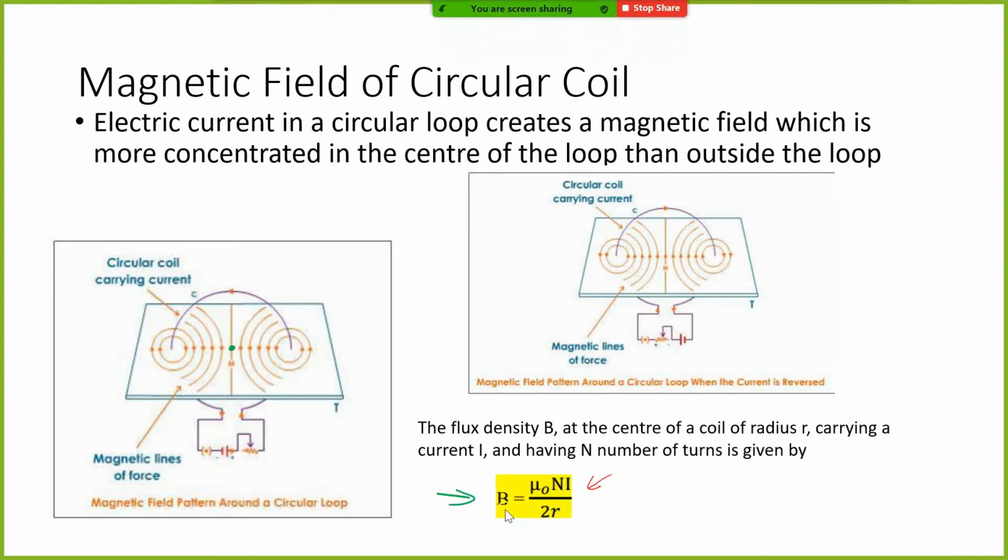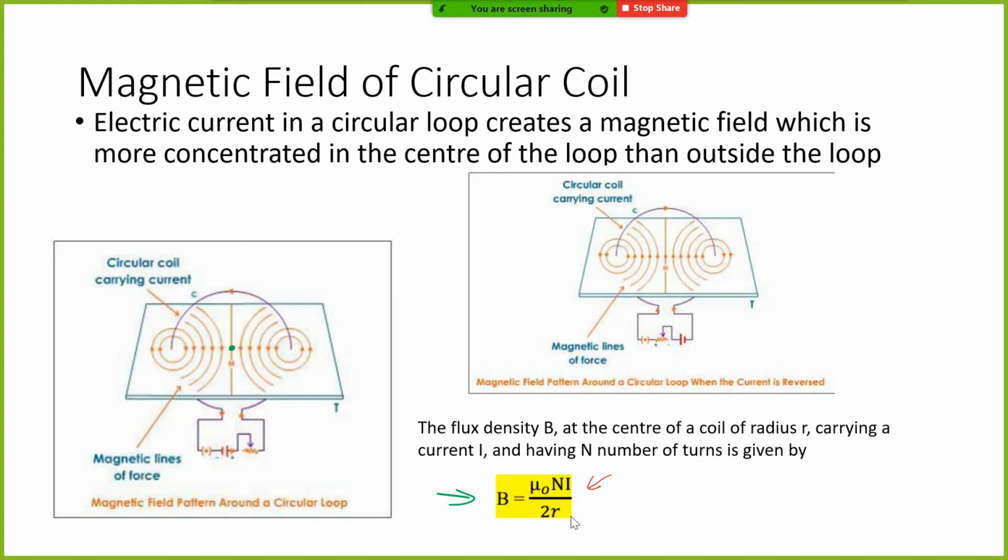So you'd basically be using this to say B, which is the magnetic flux density, is equal to mu naught times N, where N is the number of turns, times the current, divided by 2R, where R is going to be the radius. All right? Okay, sir. I'm going to attempt it.